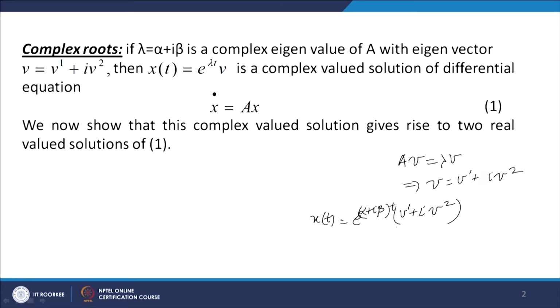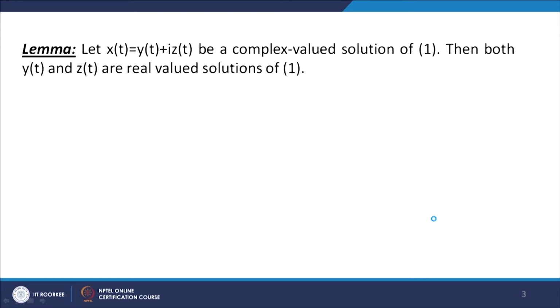We now show that this complex valued solution gives rise to two real valued solutions of the equation x dot equal to Ax. Let us first prove this lemma. Let x(t) equal to y(t) plus i z(t) be a complex valued solution of x dot equal to Ax. Then we shall see that y(t) and z(t) are also real valued solutions of 1. So the equation 1 is dx by dt equal to Ax(t).